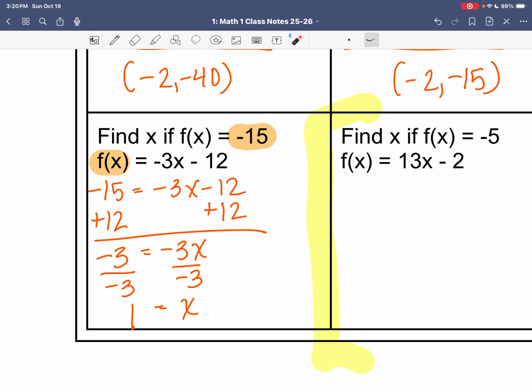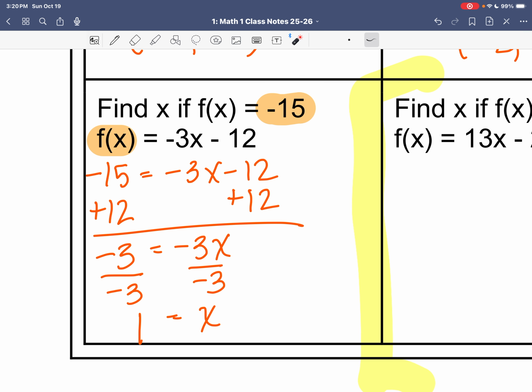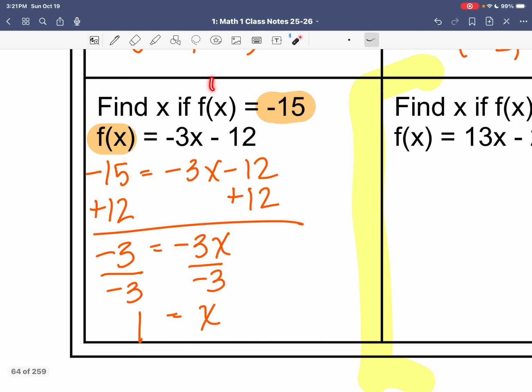All right, now this last one is different because it says find x if f of x equals -15. Well, remember, we said f of x is the output, so this is basically your y value. So wherever we see f of x, we're going to substitute in -15. So here, we're going to put -15 equals -3x minus 12. We're going to add 12 to both sides.